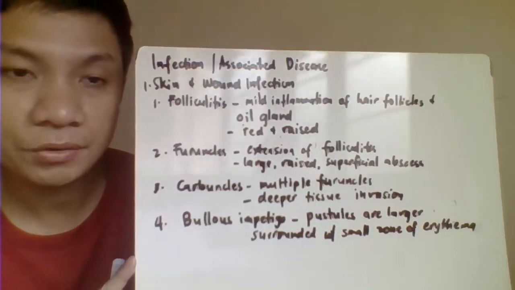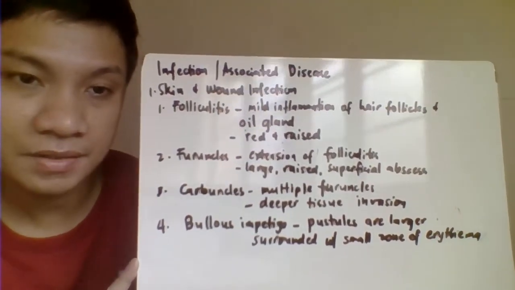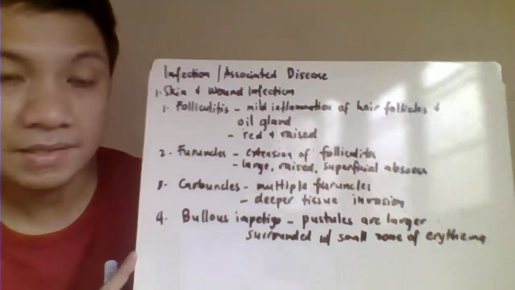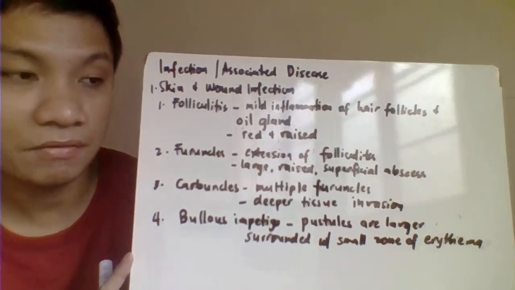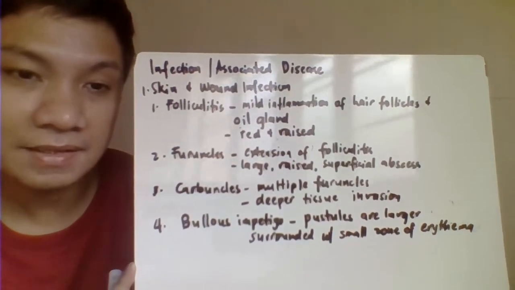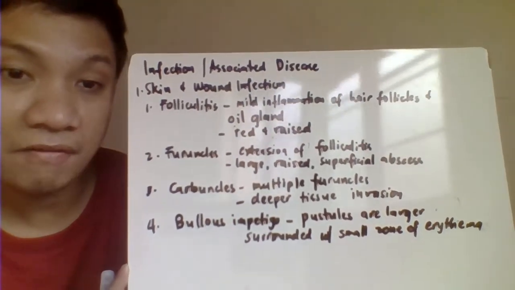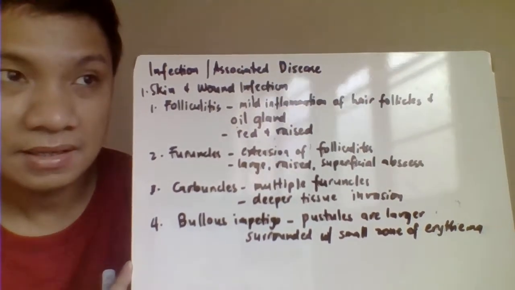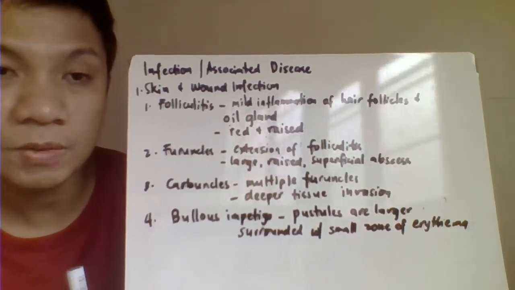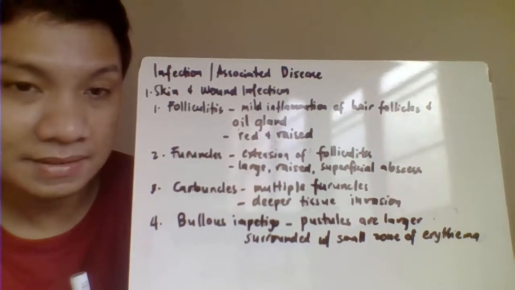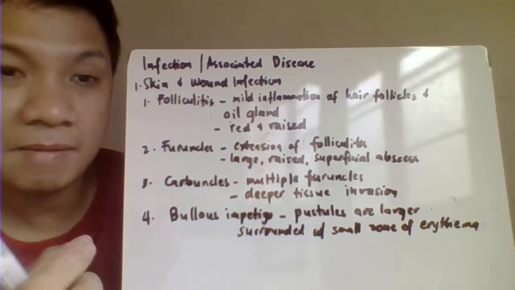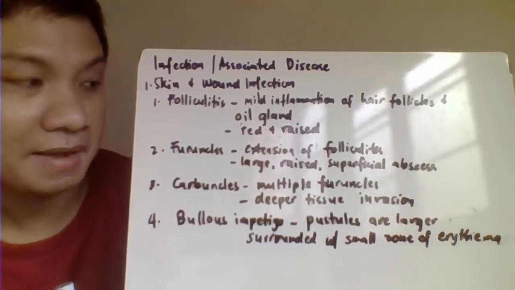Okay, now we go to the different infections and diseases associated with your Staph aureus. So we have the skin and wound infections. The first one we have is folliculitis. Folliculitis is just the inflammation of the hair follicles or the oil glands. We characterize it by the inflamed area of our hair follicles, which is usually red and raised. So it's swollen, a raised, inflamed area.